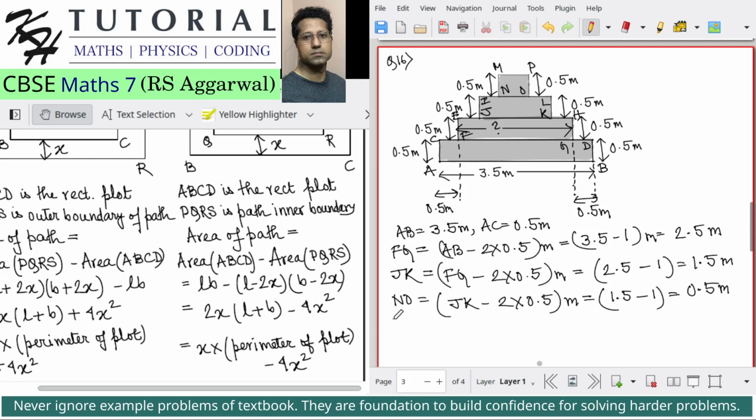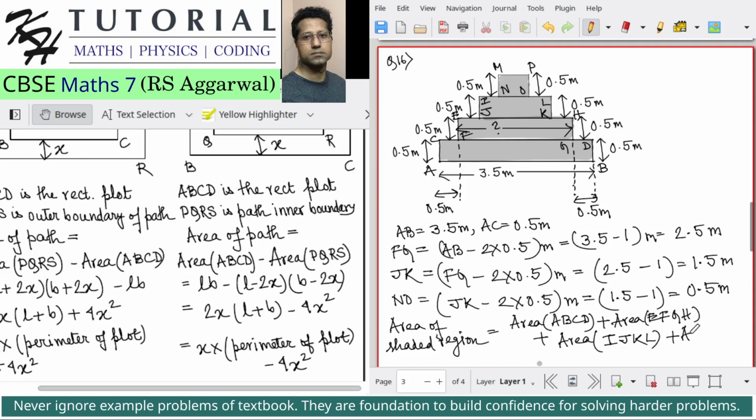So now area of shaded region is equal to area of the bottommost rectangle, which is ABCD, plus the area of the rectangle above it, which is EFGH, plus the area of the rectangle above it, which is IJKL, and finally the area of the topmost rectangle, which is MNOP.